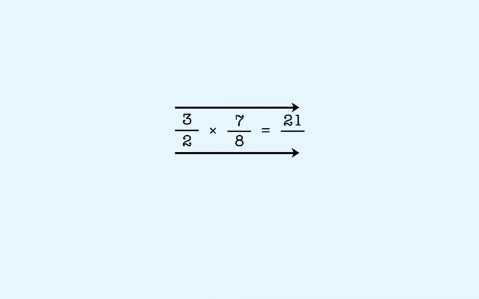Last example. 3/2 times 7/8. To multiply the fractions, first multiply the numerators. 3 times 7 is equal to 21. Next, multiply the denominators. 2 times 8 is equal to 16. So the answer is 21/16. Now, do the rest on your own.